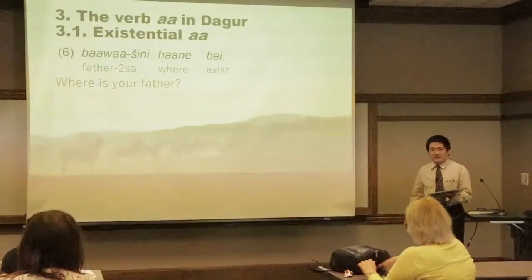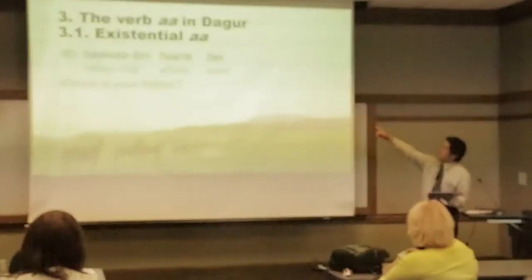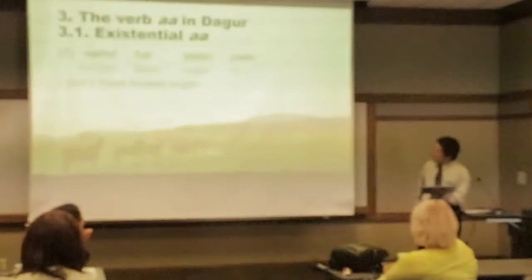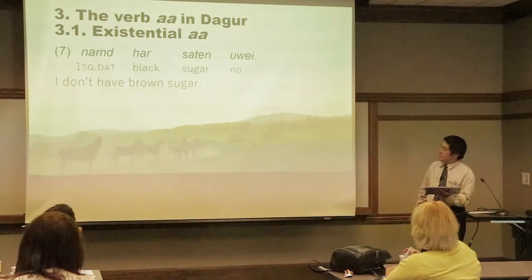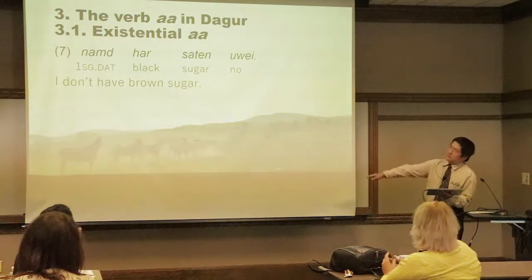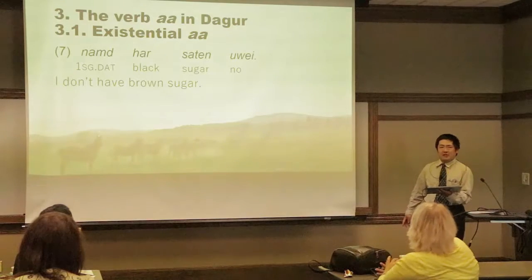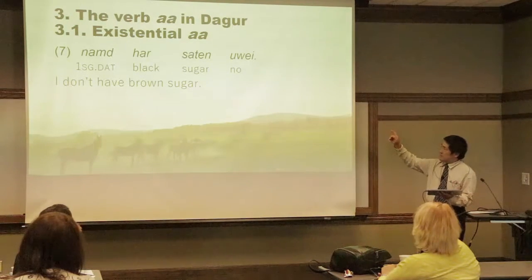If they want to say non-past, non-progressive simple form, they say this: bawashin hanabei, where is your father? The word bei is used for existence. This is a kind of predicative existential. This is not a verb because it has no inflection of verb. Negative is also represented like this: namt har satan way. I don't have brown sugar. This way is negative existence. Existence negative is used. This is not a either.